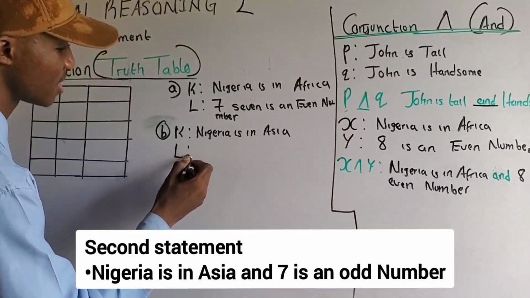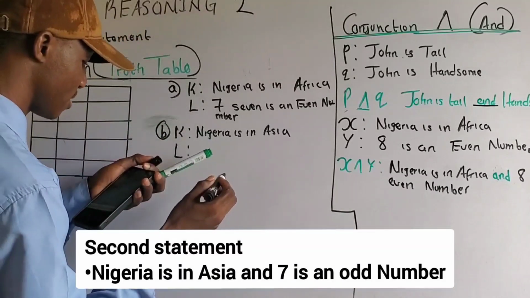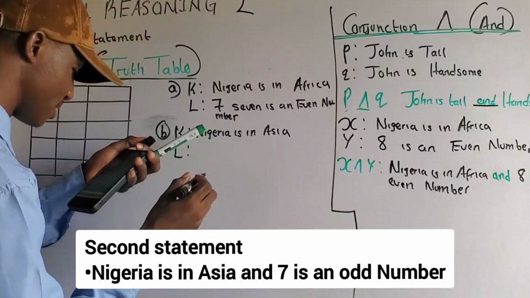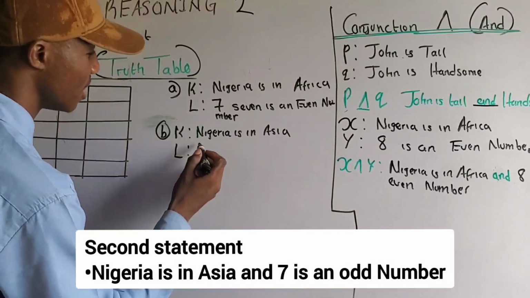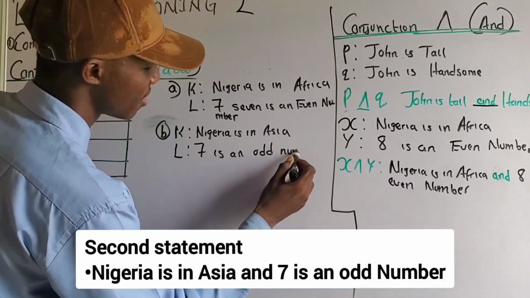And let us represent L as the second statement: 7 is an odd number.